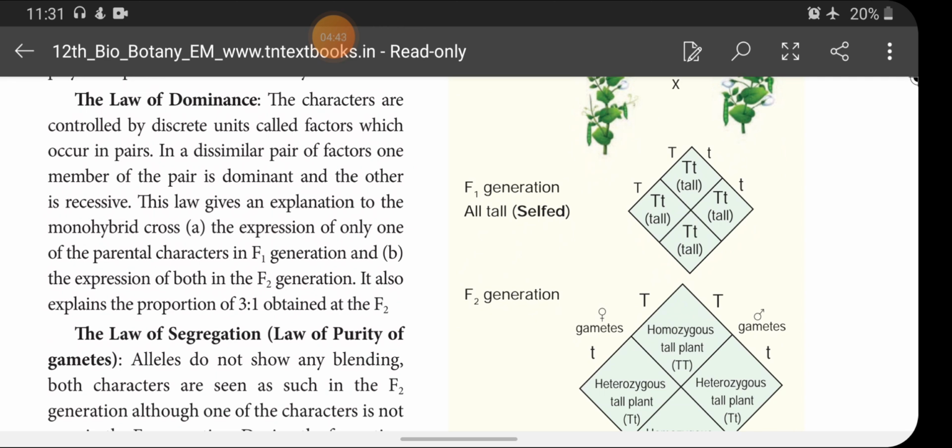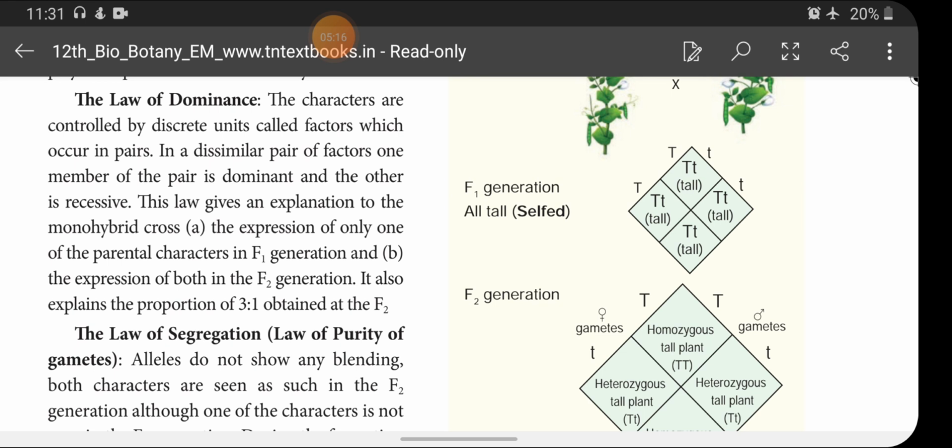The characters are controlled by discrete units called factors, which occur in pairs actually. Whether it is a dominant character or a recessive character, these are controlled by discrete units called factors. These factors occur in pairs. In a dissimilar pair of factors, one member of the pair is dominant and the other is recessive. This we have already seen in the heterozygous condition.